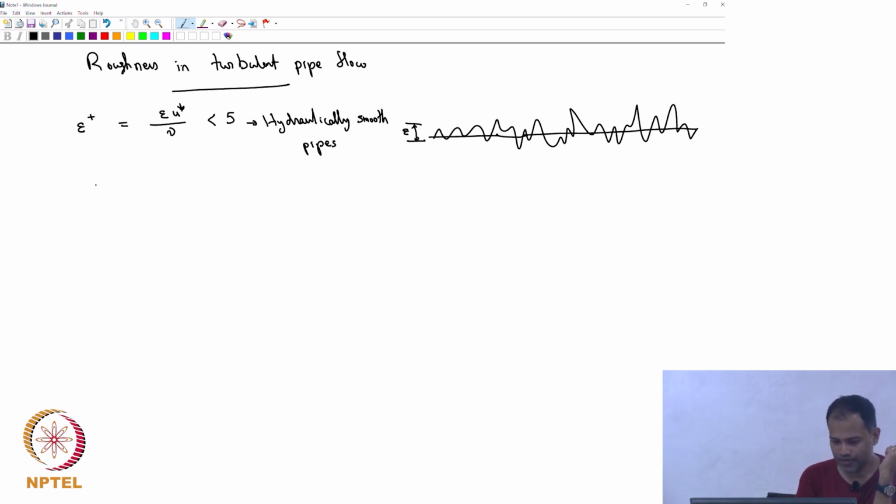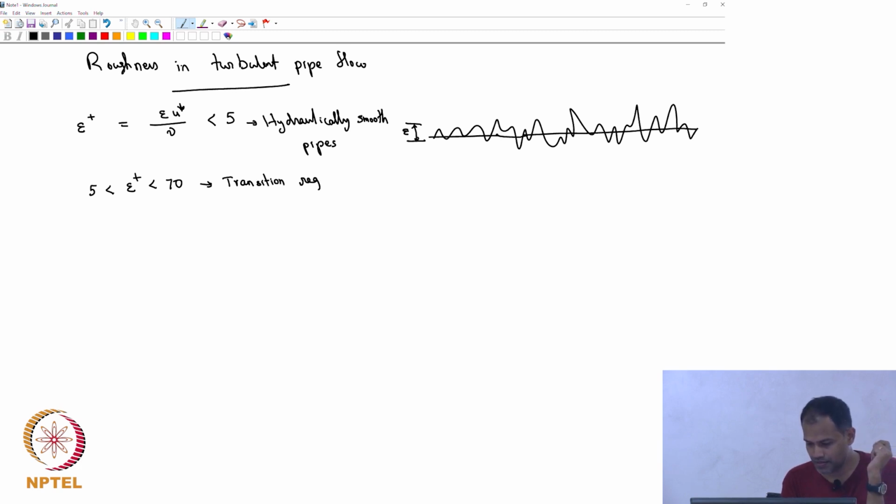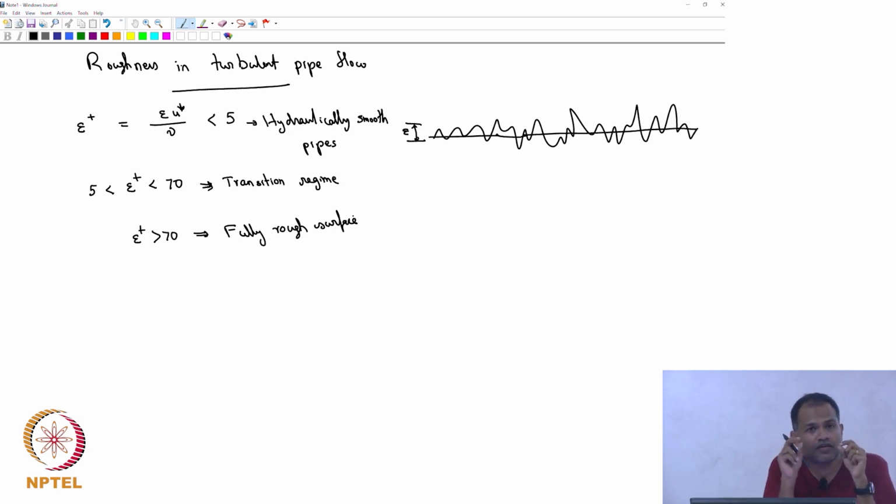If 5 is less than epsilon plus, which is less than approximately 70, then we say it's a transition regime. The transition is in terms of roughness, because if epsilon plus is greater than 70, then we call it a fully rough surface. Epsilon plus greater than 70 means the wall layer thickness is much smaller than the roughness itself.